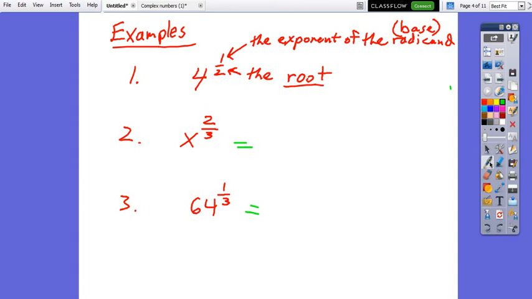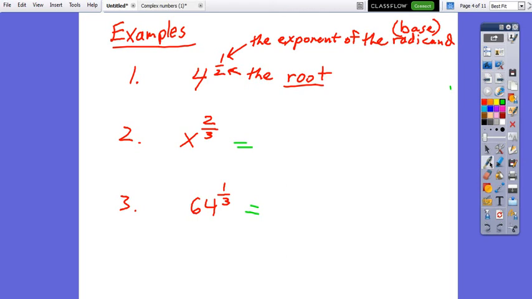The numerator of the fraction is the exponent of the radicand. In this case, the base of our exponential expression is the radicand. That's the number that goes underneath the radical symbol. The denominator is the root that we're dealing with. The root is like square root, cube root, fourth root, and so on. All right? So we can convert this to radical form very easily.